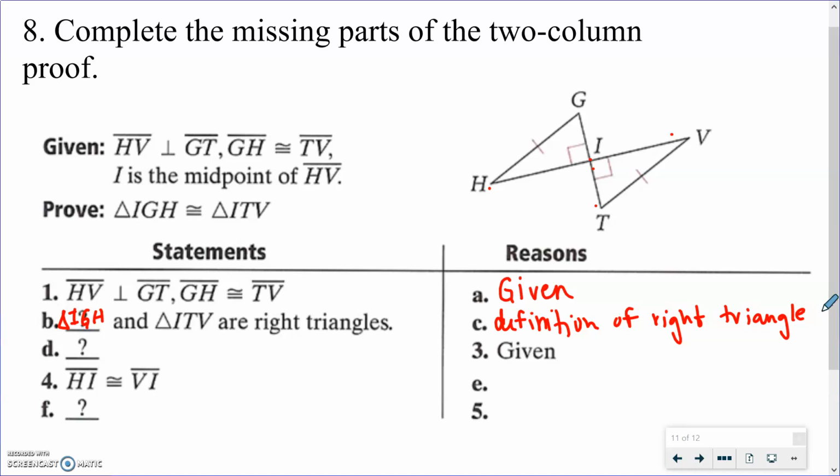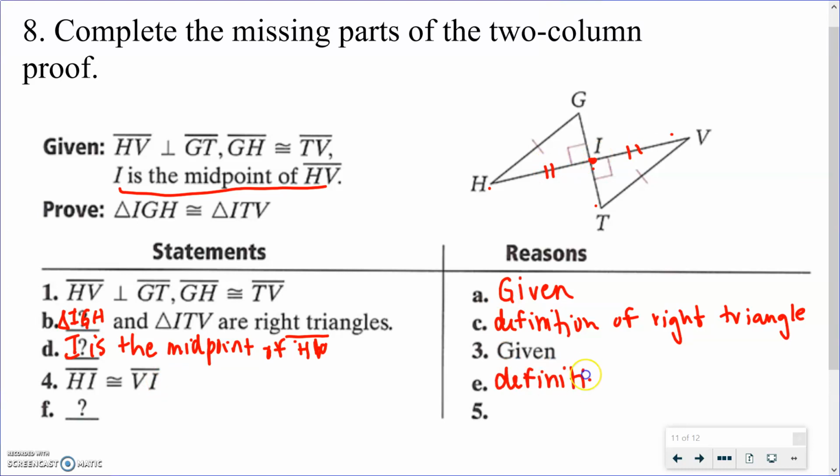Okay, now we have another given. So I know that I'm just going to fill in with this right here. So I is the midpoint of HV. Okay, and we talked about before that whenever we have the information that it's the midpoint, that's almost always going to be like the next reason or one of the next reasons. Okay, so that's where we know, oh, if this I is the midpoint of HV, we know then that this and this are congruent, and that's right here, and that's because of the definition of midpoint.